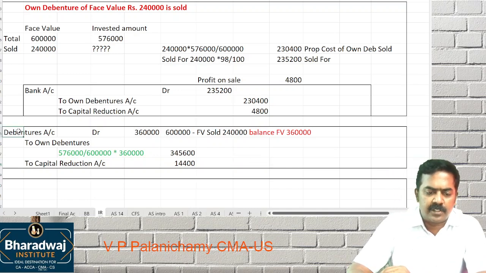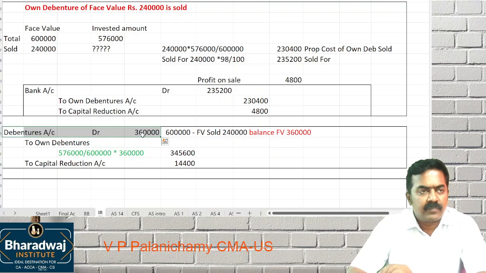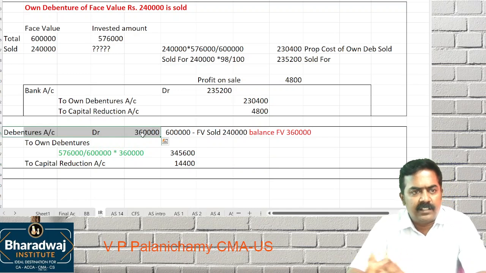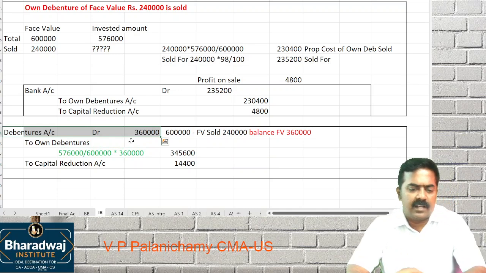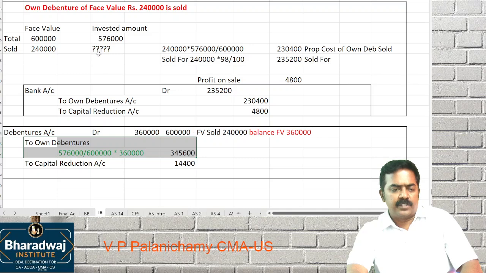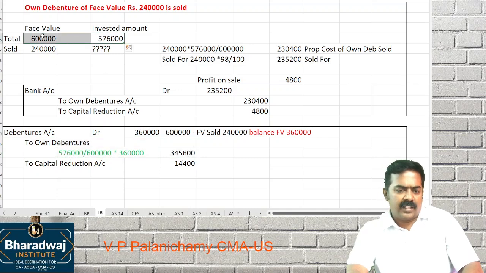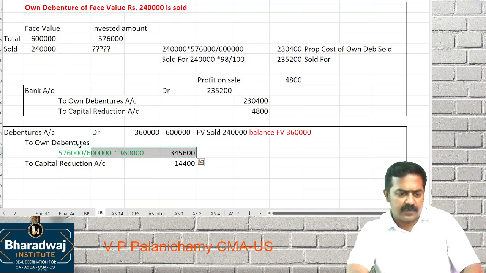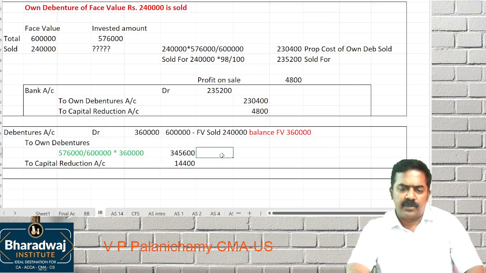Any doubt in the debentures account data? Of 6 lakhs, 2 lakh 40 sold, balance 3 lakh 60. To own debentures, proportionately, 5 lakh 76 is for 6 lakhs. What is for 3 lakh 60? Proportionately, 3 lakh 45,600. The balance profit goes to capital reduction.